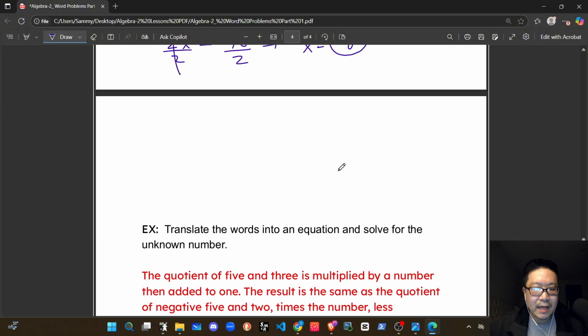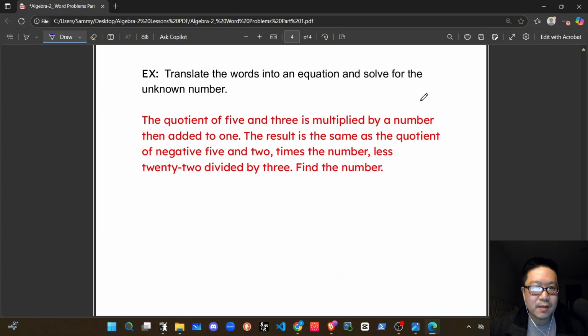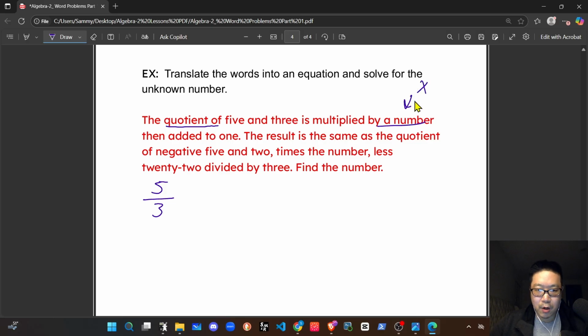Let's try one last example. Exactly the same thing. Translate the words into an equation and solve for the unknown number. So this one, it's telling us the quotient of. So that's going to be a division problem. So the quotient of 5 and 3. So the quotient of 5 and 3 is going to be 5 over 3 multiplied by a number. That's our x, or our unknown.